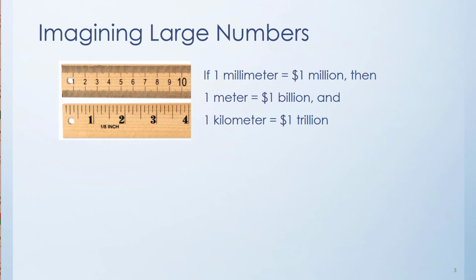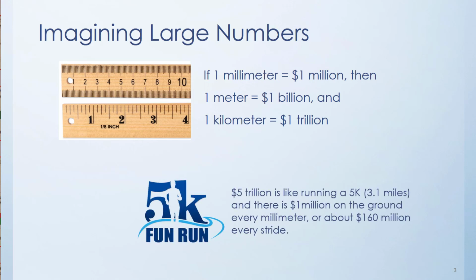But there are 25 millimeters in an inch. A meter, which is about a yard long, would then be 1,000 millimeters or 1,000 million or $1 billion. And a kilometer, which is 6/10 of a mile, would then be $1 trillion. If you've ever run a 5K, then $5 trillion is like running a 5K, where there is $1 million laying on the ground every millimeter. Or for every average stride that you take, you're stepping over $160 million.